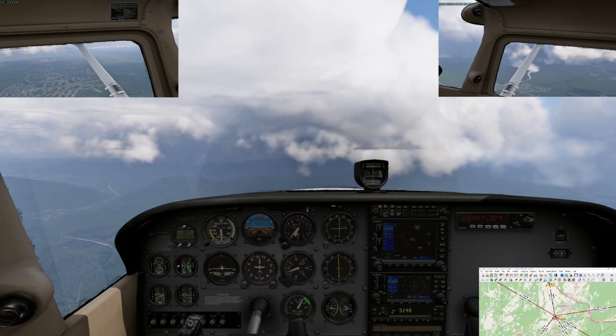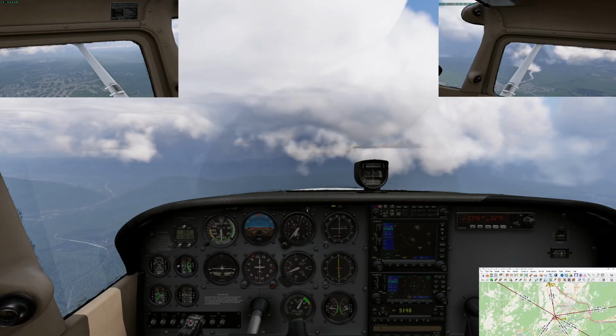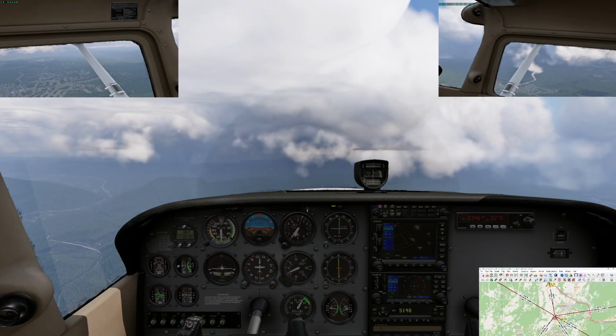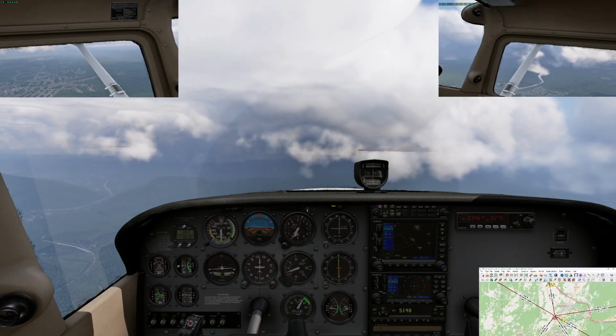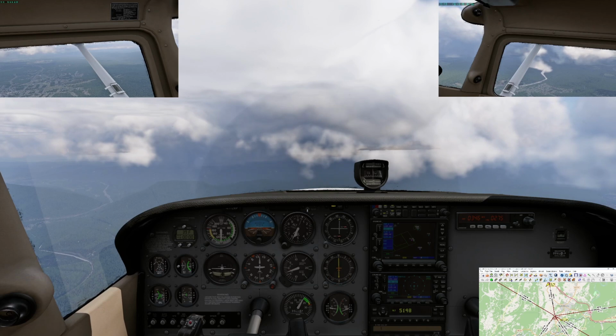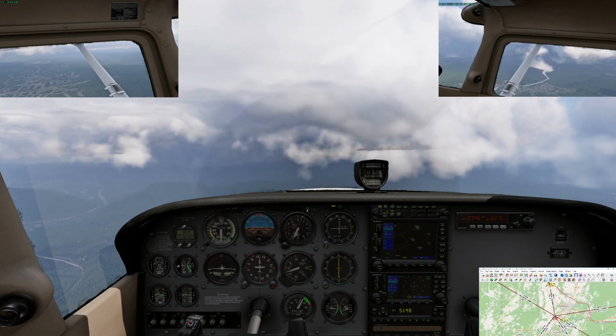X-ray Papa. Check the 130 bearing from the station. Expect radar vectors to the 090 bearing from the station. X-ray Papa. Continue tracking Alpha.